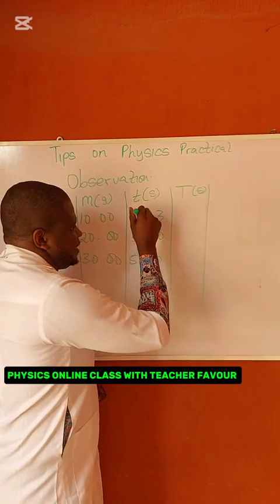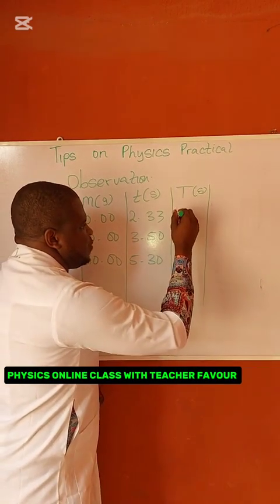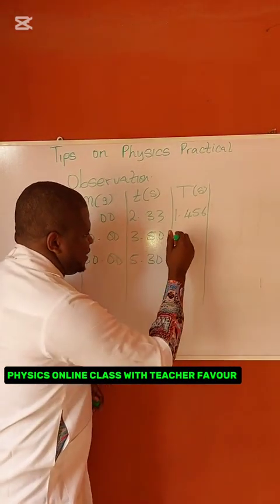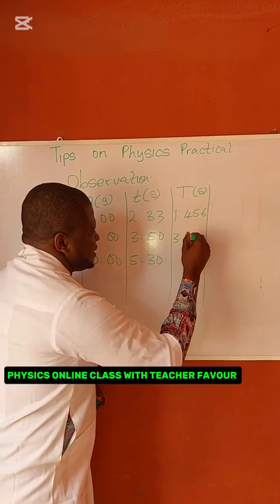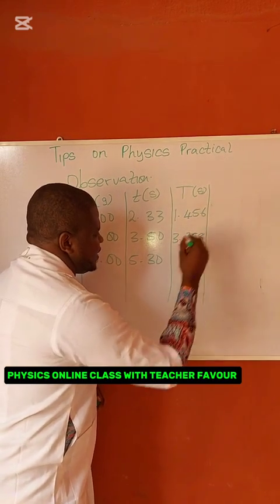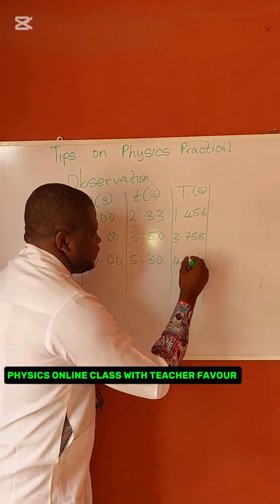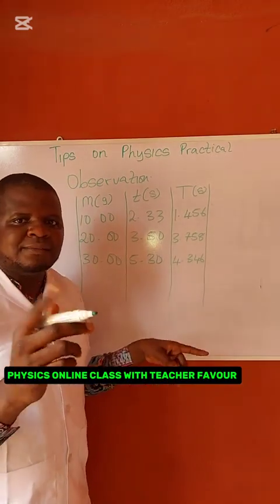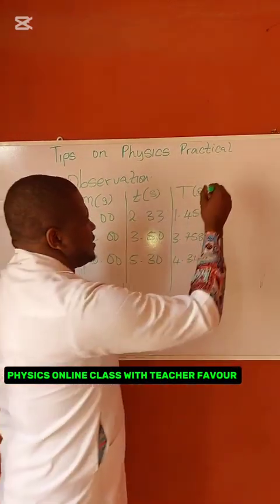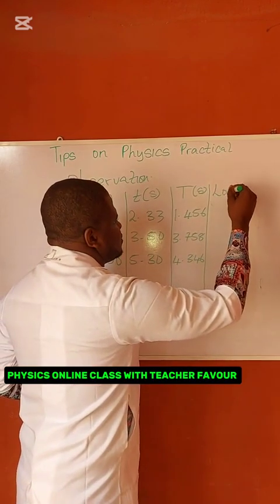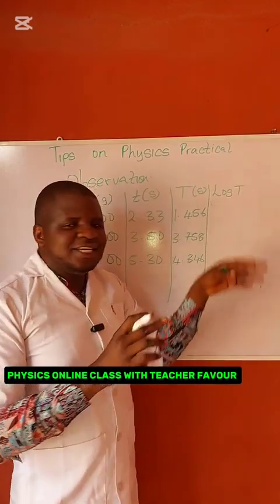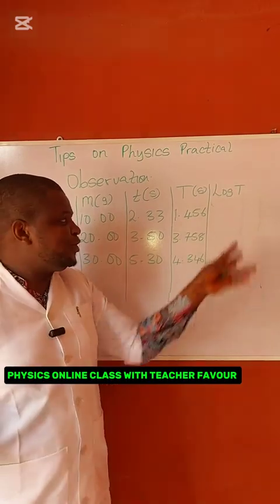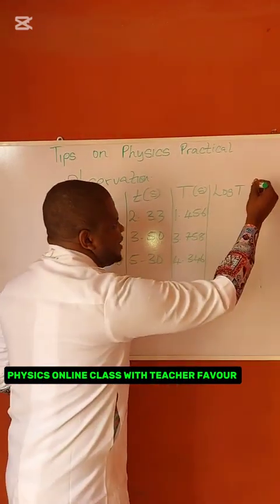Let's assume that the period here is 1.456, and this is 3.758, and this is 4.346. You leave them in 3 decimal places. What if you're asked to find log T? Log T is a derived quantity, so there's no need for the unit. As well, you don't even know the unit of log T. So you leave it that way.